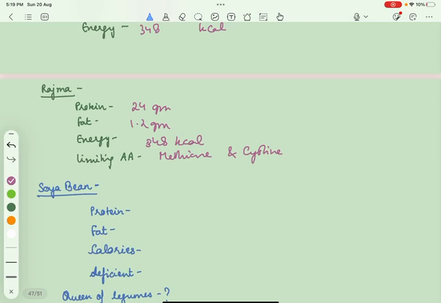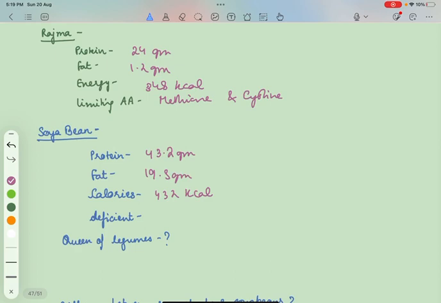Now comes the soya bean. One common mistake that students usually make is confusing soya bean with soya chunks. These are two different things. The soya bean is again a pulse, and it has a protein of 43.2 grams per 100 grams. This is very high. It has 19.5 grams of fat and 432 kilocalories per 100 grams. But it is still deficient, not in cysteine, but methionine is deficient here.